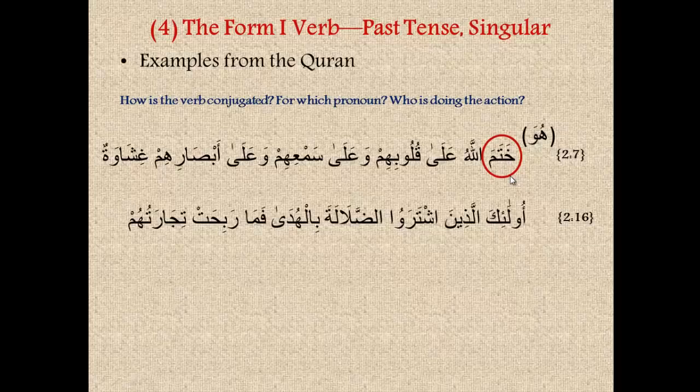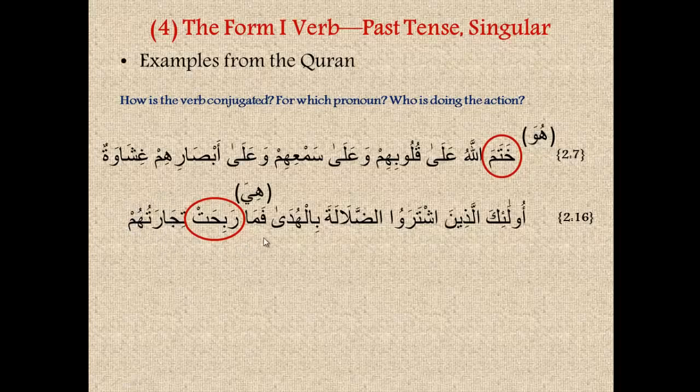Example number 2. This is verse number 16 from Surah Al-Baqarah, Surah number 2. Allah says, أُولَٰئِكَ الَّذِينَ اشْتَرَوُا الضَّلَالَةَ بِالْهُدَىٰ فَمَا رَبِحَتْ تِجَارَتُهُمْ. The verb here is رَبِحَتْ, rabihat. We notice the ta sakina, or ta with the sukoon, the very light ta at the end of the word. So we know the conjugation is for the pronoun hiya, she. And who is doing the action?